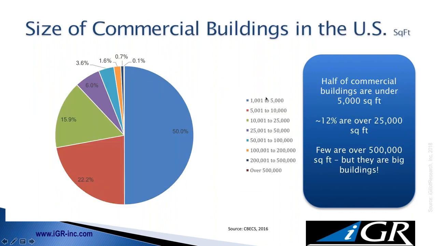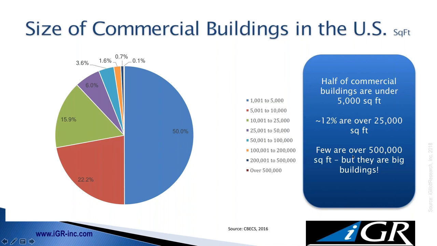And then last slide for me, then I'll hand off to Frankie. And this is the size of commercial buildings in the US. About 12% are over 25,000 square feet. So the majority, of course, are actually in this blue area here. As you can see, the blue is less than 5,000 square feet. The red is 5 to 10,000. And then the green is 10 to 25,000. So we have a lot of smaller buildings in the commercial space in the US.